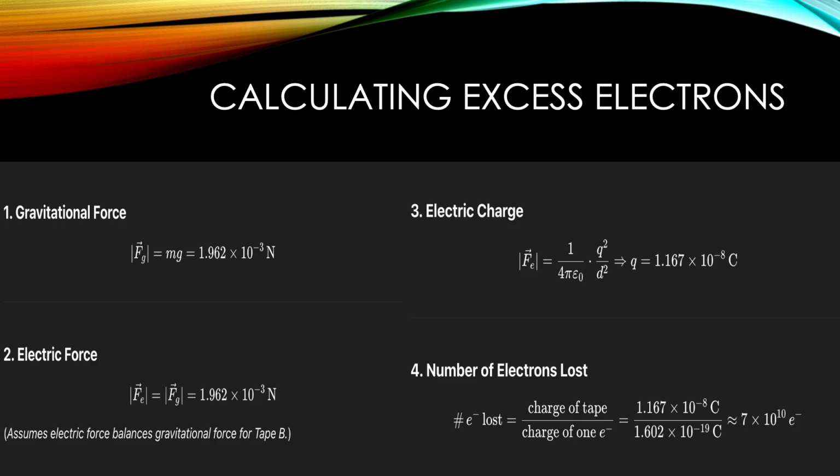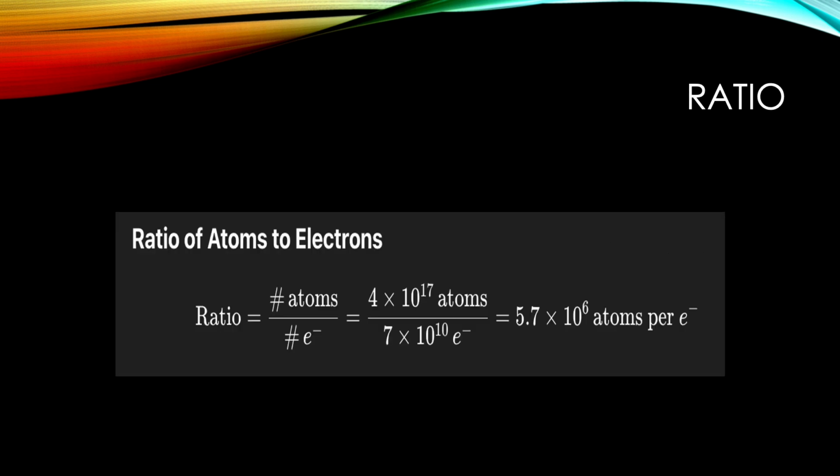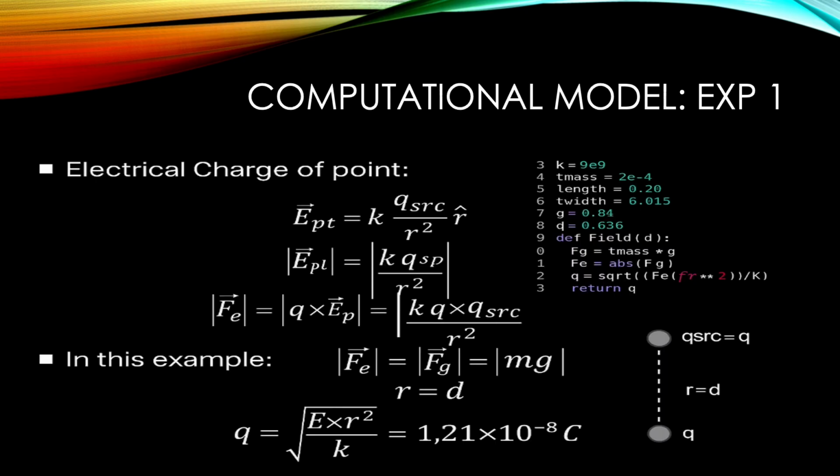I then calculated the excess electrons by using the gravitational force formula, the electric charge, calculating its electric force, and then the number of electrons lost by dividing the charge of the tape over the charge of one electron to get around 7 × 10^10. I then found the ratio of atoms over electrons to get 5.7 × 10^6 atoms per electron. This is my computational model for experiment 1 and the results I obtained.